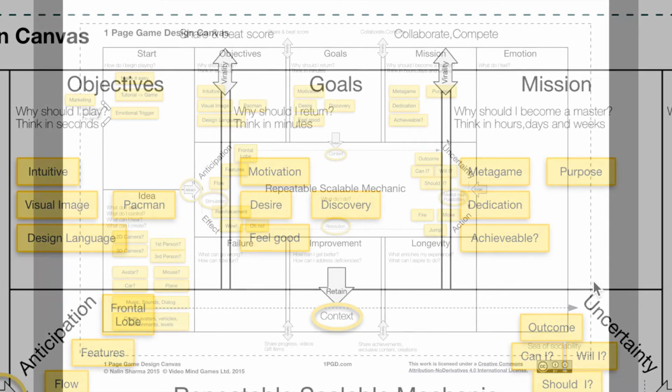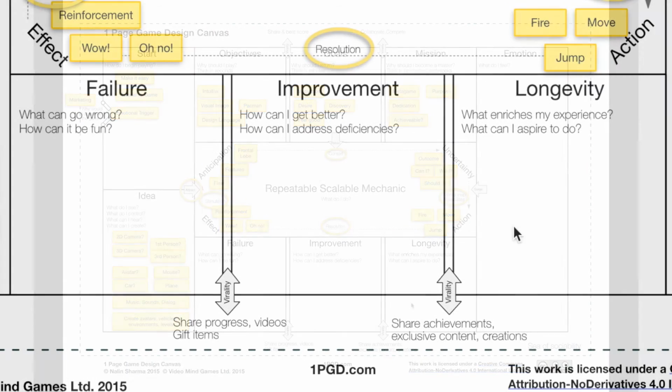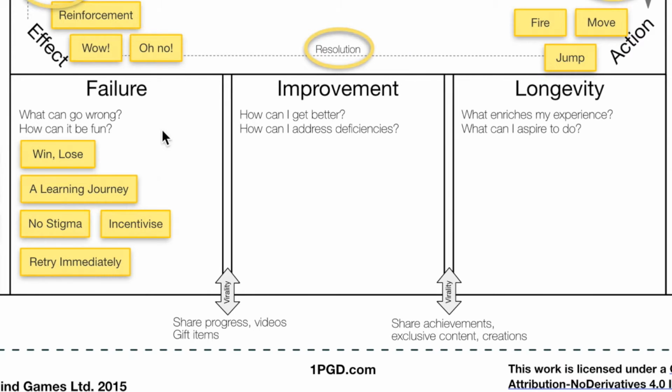These three boxes at the top have three counterpart boxes at the bottom. They help to clarify their focus. So you've got failure, improvement and longevity. So the failure helps to clarify the objectives at the top. What can go wrong? How can it be fun? How can you make winning and losing both fun?